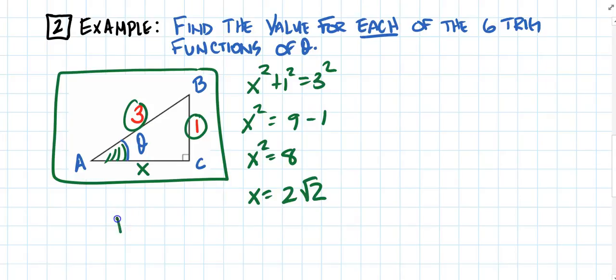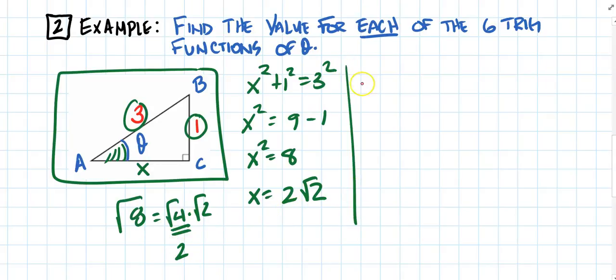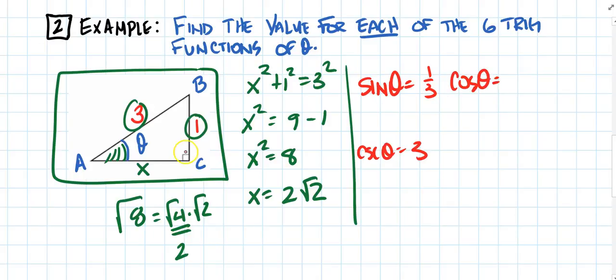If you don't remember how to do that, if I take the square root of 8, that's the square root of 4 times the square root of 2. And the square root of 4 is 2. That's how I got the 2 radical 2. Okay, from here it's pretty straightforward. So sine of theta is the ratio of the opposite to the hypotenuse, so that's a third. Therefore, it must be true that the cosecant of theta is going to be a value of 3. The cosine of theta is going to be 2 radical 2 divided by 3. Therefore, the secant of theta is going to be 3 divided by 2 radical 2.